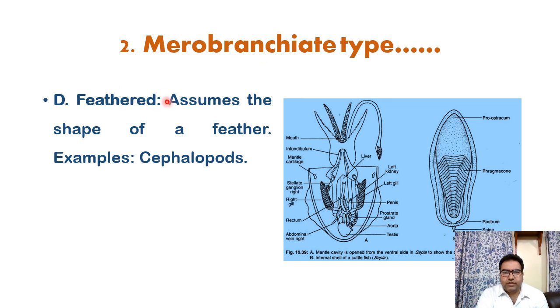So then we do have the last one, that is the feathered Merobranchiate type. The fourth one, that is feathered, so it assumes the shape of a feather. For example, in the case of cephalopods, what we are seeing here is that these very ctenidia look like the feather of the birds. So these are called the feathered type.